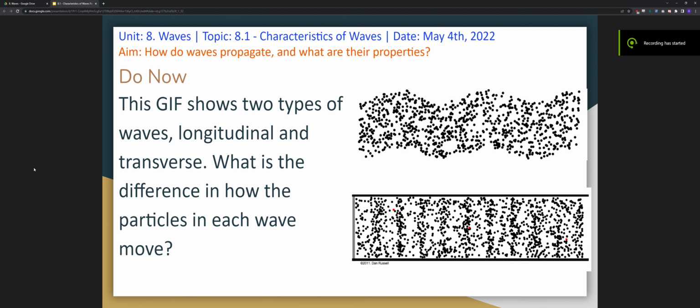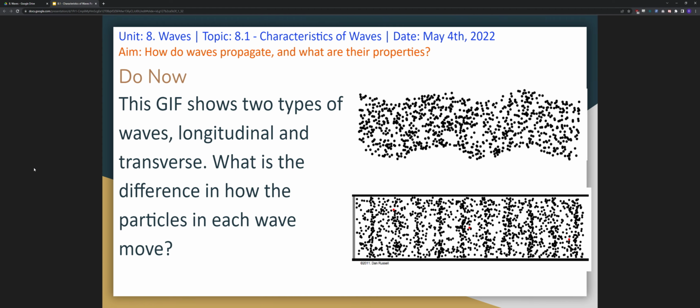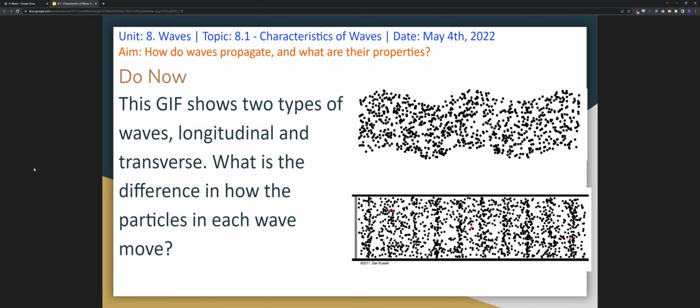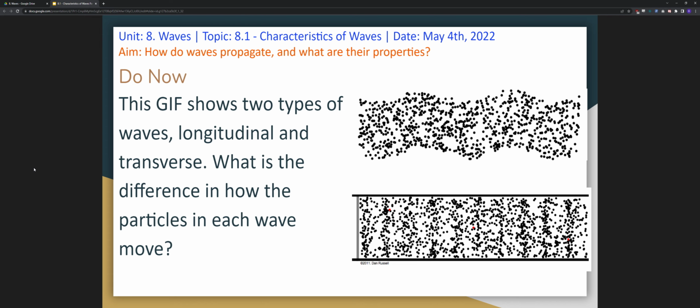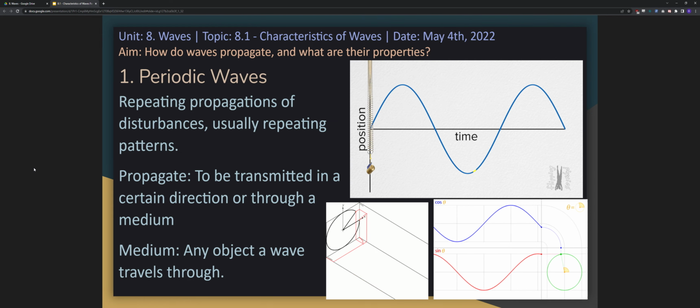All right, topic 8.1, do now. So I'm honestly just gonna skip the do now. All right, so yeah, this unit is about waves. We have really just two more units left. Well, including this one, so just one more unit.